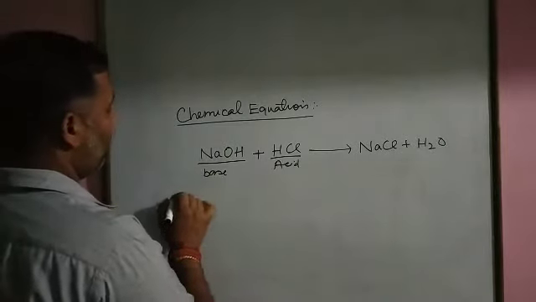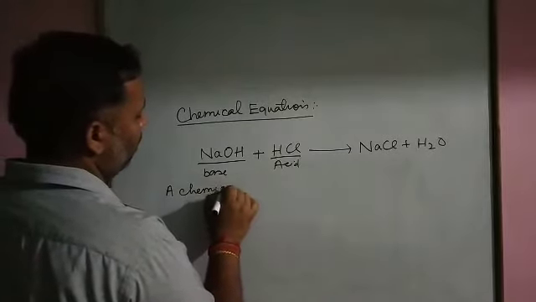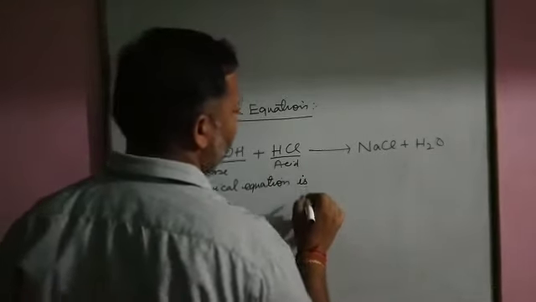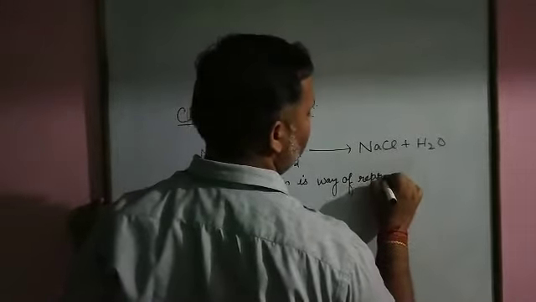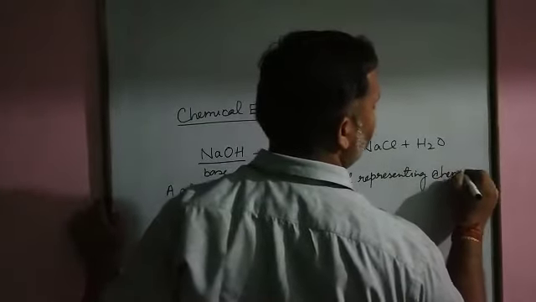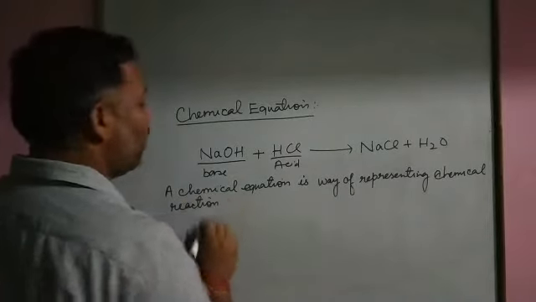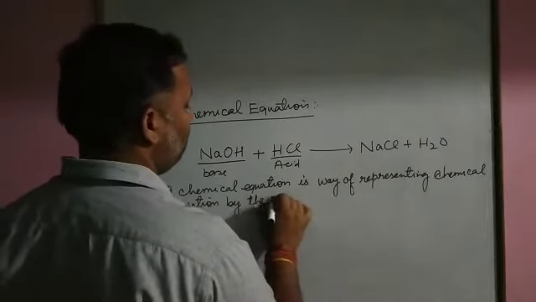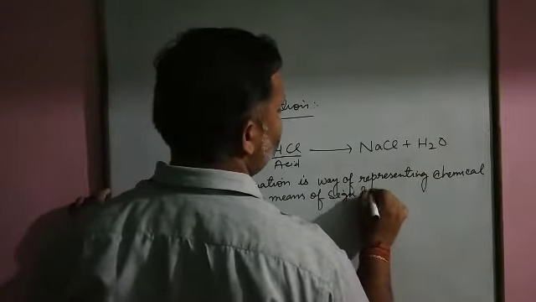What we got? It means a chemical equation is a way of representing a chemical reaction. We are representing a chemical reaction by means of signs and symbols.